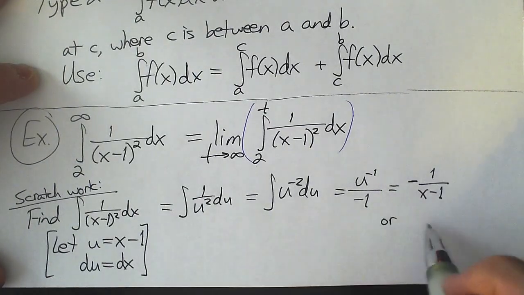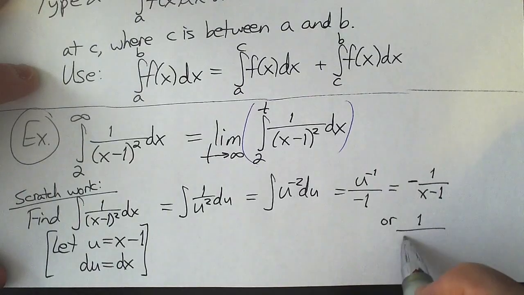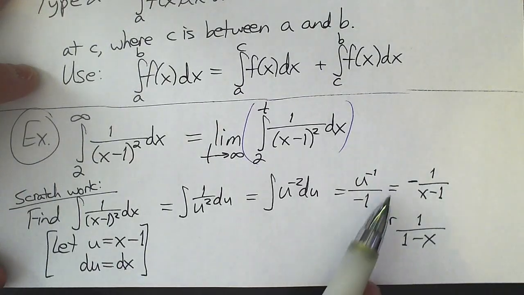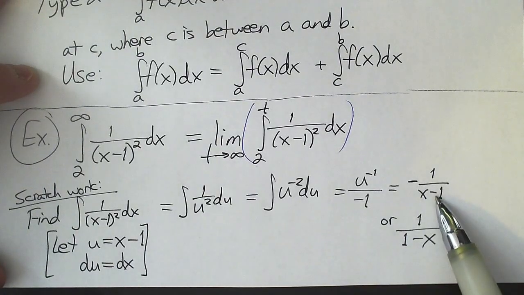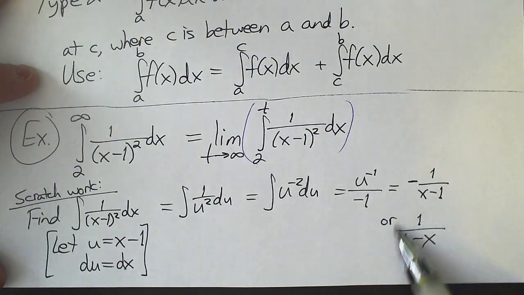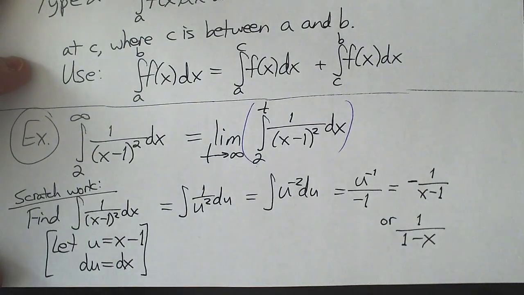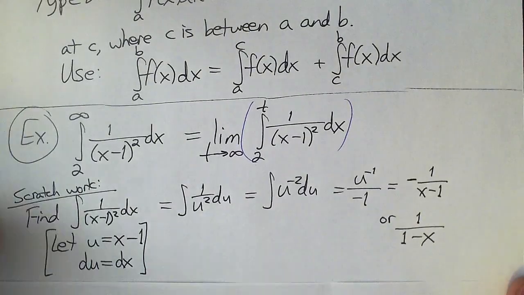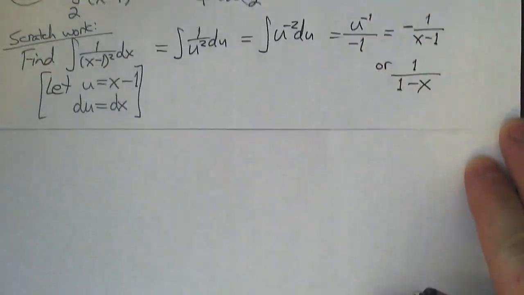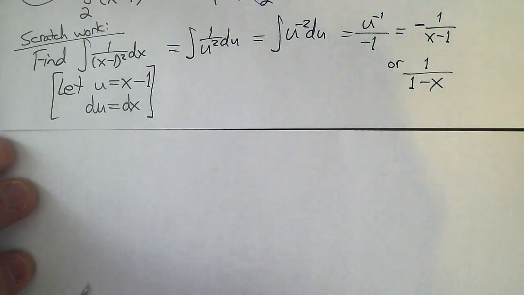Or I could even make it 1 over 1 minus x. So I kind of put the minus sign on the bottom here. See, the 1 became a positive 1 because it was a negative of a negative. I don't know. I like this last form that I wrote it in. I think I'll use this last form. So that was a problem within the problem, and now let's put this together.